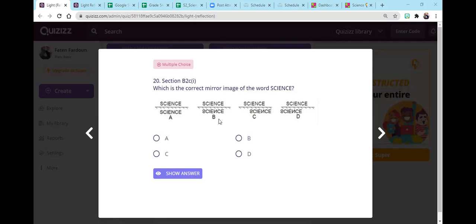B. There's the same, but at the same distance. So this one is wrong, this one is wrong. Okay. We don't get exactly the same image. We get the same image, but it's reversed. So B is the correct one.